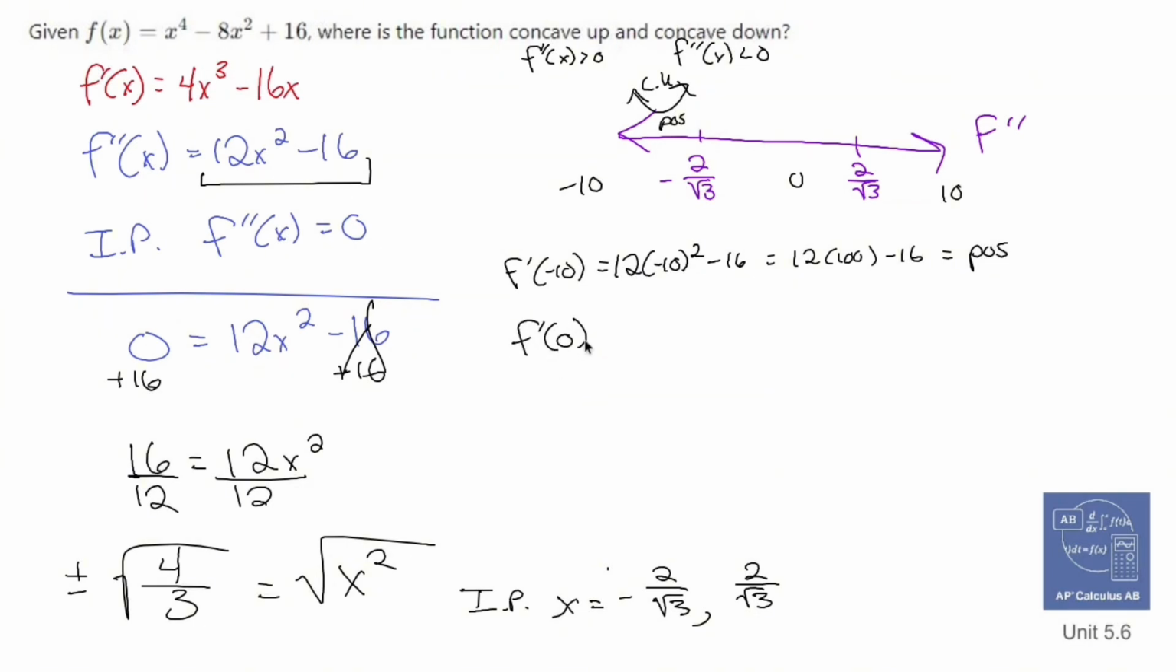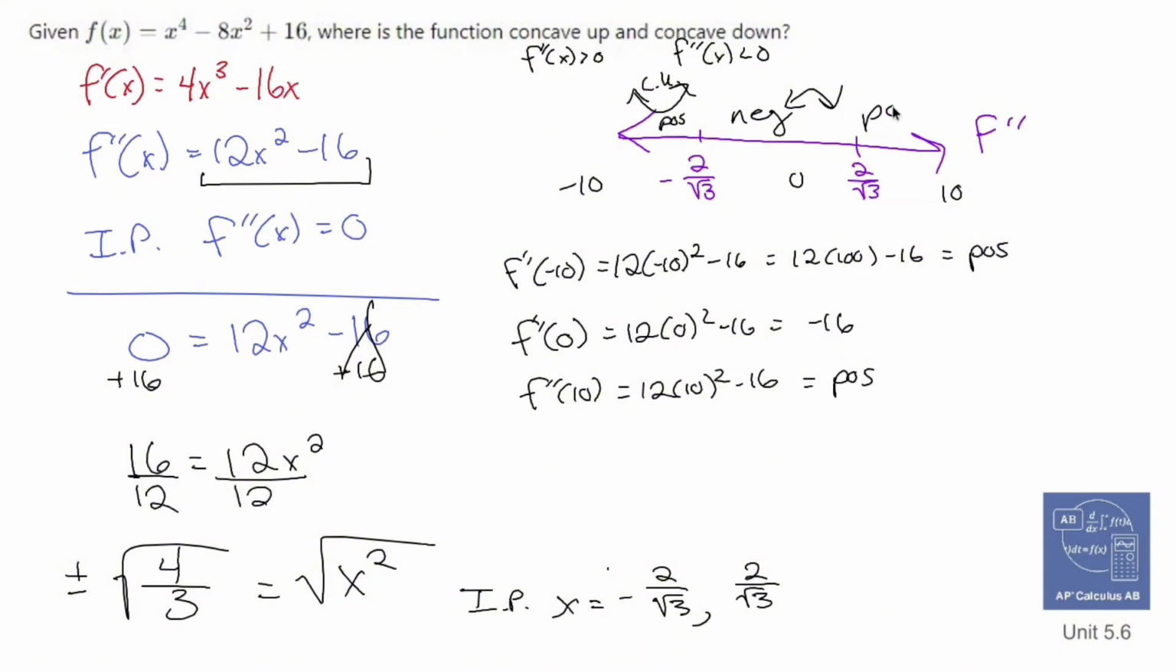Let's plug in 0. F double prime of 0 is going to be 12 times 0 squared minus 16, which is going to be negative 16. You're negative, which means you're going to be concave down. If I plug in positive 10, f double prime of 10 is going to be 12 times positive 10 squared minus 16, which is going to give us the same exact thing as up here. So you're also positive, concave up.